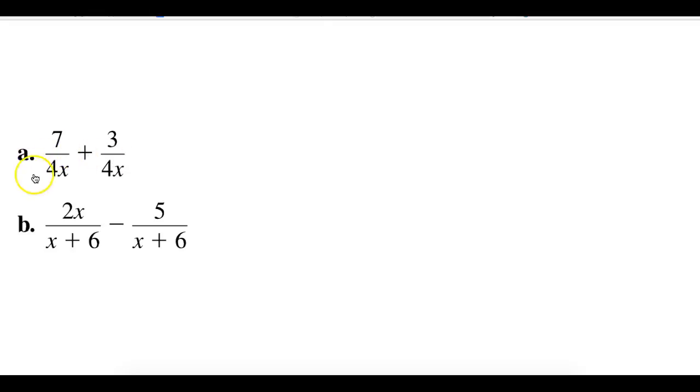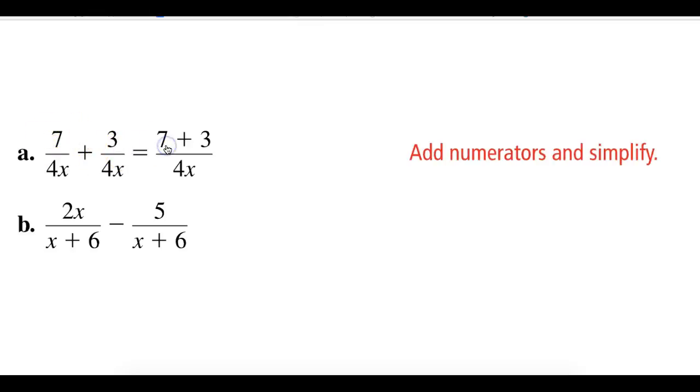In this section we're going to be adding in some variables, even some polynomials. But you have to make sure your rules stay the same. So when we combine these, our result is going to be over 4x, since these are the same, and all we're going to do is add our numerators together. So we add our numerators, 7 plus 3 over 4x, and on the top we simplify our like terms, and we end up with 10/4x.